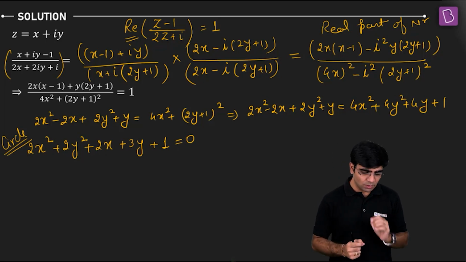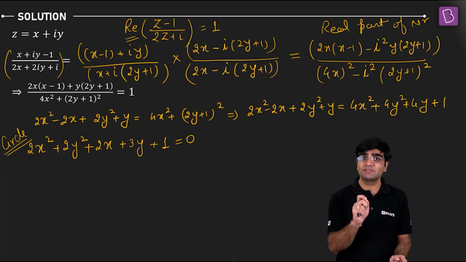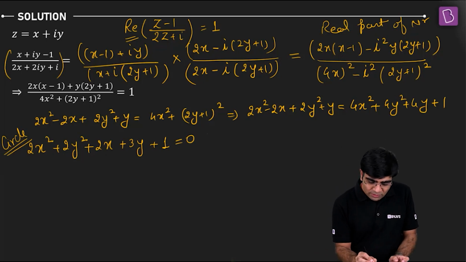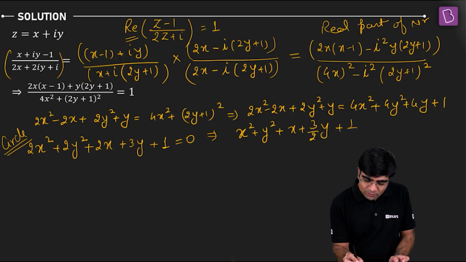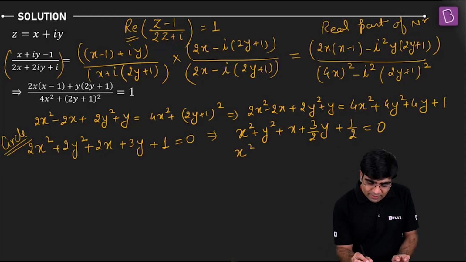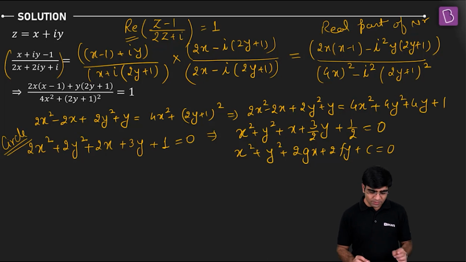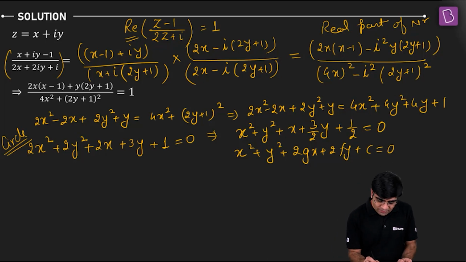Remember the options? So I'll be doing it this way: I will first write it in the standard form. In standard form, I'll be dividing by 2. So I'll get x square plus y square plus x plus 3 by 2 y plus 1 by 2 equal to 0. Now when I compare it with the standard equation of the circle, x square plus y square plus 2gx plus 2fy plus c equal to 0, I can figure out the values of g, f and c from here.